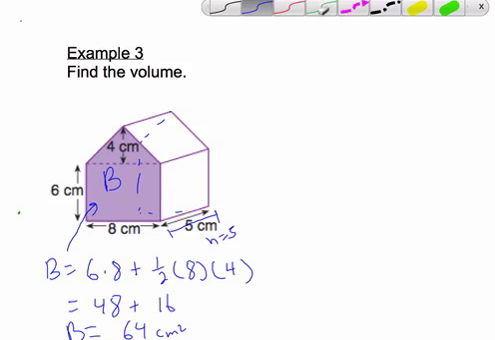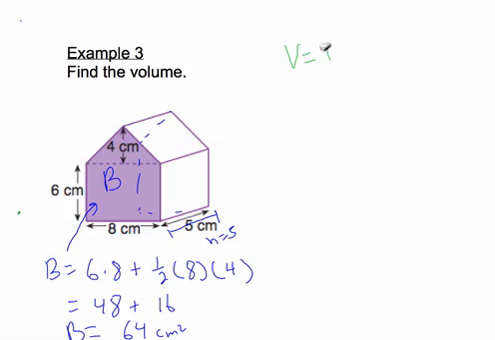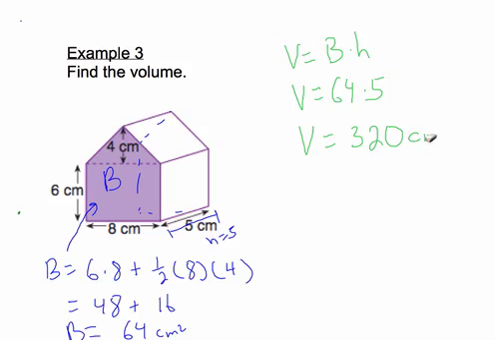So now we're ready to use our volume formula. Volume equals area of the base times the height. So volume equals the area of the base, which is 64, times the height, which is 5, and that's going to be 320 cubic centimeters.